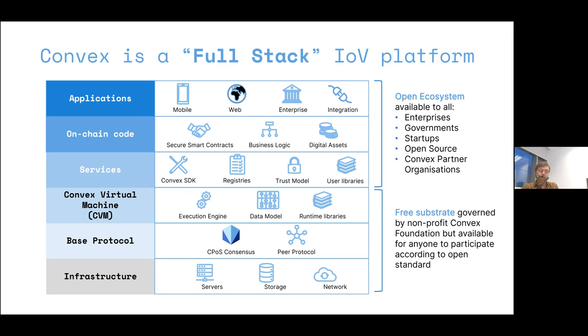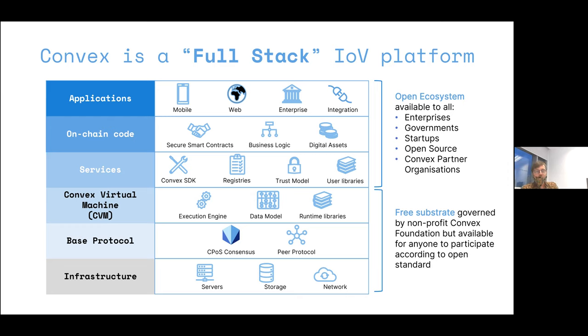And in between, we have a couple of important layers. First of all, we have this base protocol layer. That is what actually enables the decentralized network to work. How does it actually agree? So the consensus algorithm: how does it agree about the state of the digital assets? How does it agree which transactions have been executed and which transactions have completed?